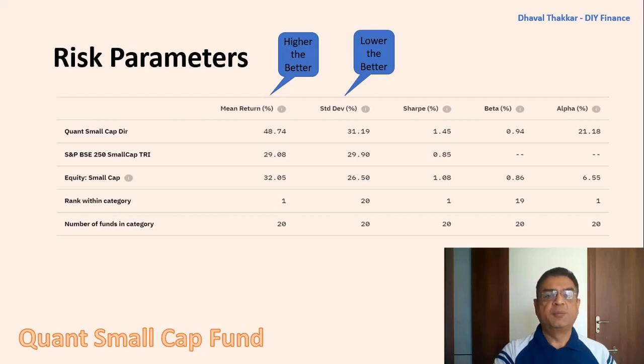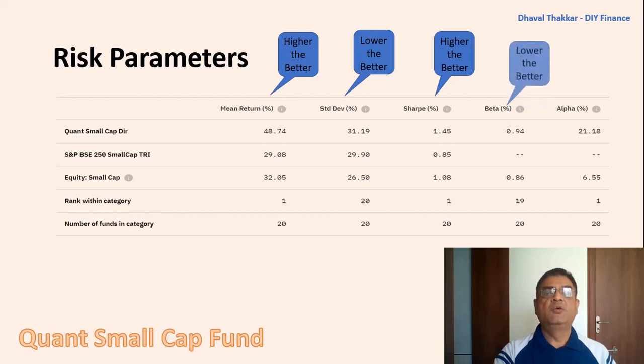Third one, Sharpe ratio. That is a tool to measure the risk adjusted return, which is 1.45, which is more than both the benchmark index and the category average. Here, higher the value is better. Fourth one, beta, that is the volatility of the scheme as compared to the benchmark, which is 0.94, which is more than the category average.